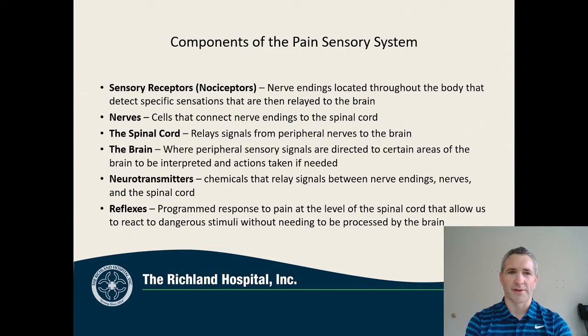Okay. So getting into the pain system here, this is the anatomy of the different components. So the first is the sensory receptors. I put in nociceptors here. Those are typically the ones that detect pain, or they're most associated with pain.